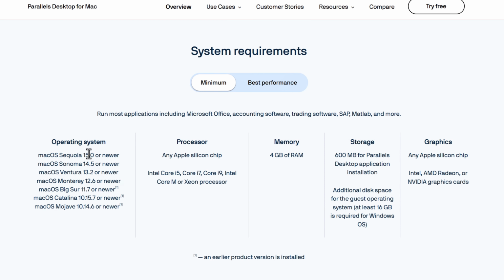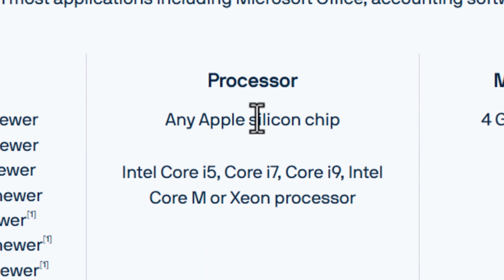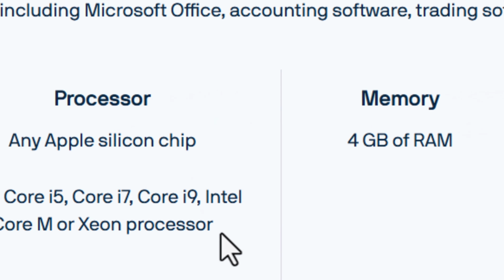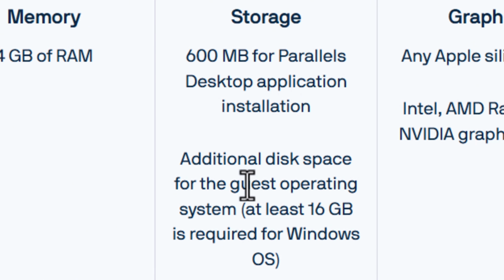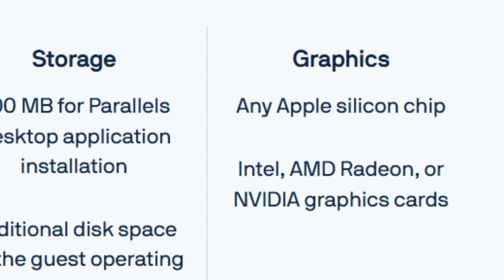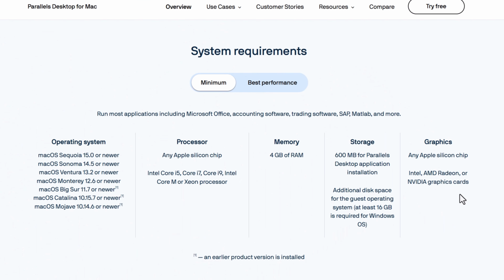Now, before we start with the setup, let me show you some minimum requirements to run the Parallels app. It works with macOS versions as new as Sequoia 15.0, including Sonoma, Ventura, and Monterey. It supports Apple Silicon chips or Intel Core processors like i5, i7, and i9. You will need at least 4 GB of RAM, 600 MB for installation, and 16 GB for Windows. Compatible graphics include Apple Silicon, Intel, AMD Radeon, or Nvidia cards. These basics ensure a smooth setup.